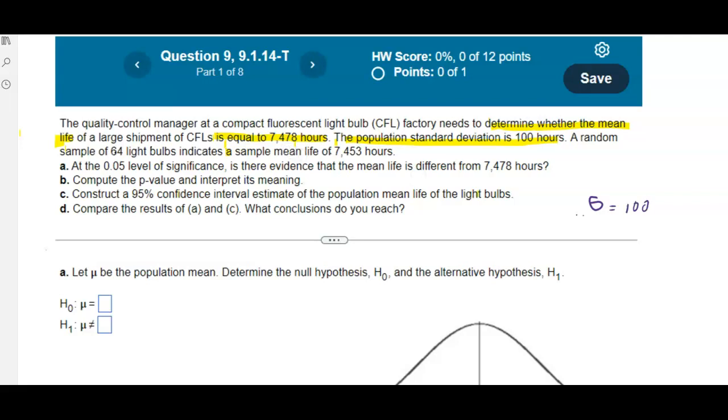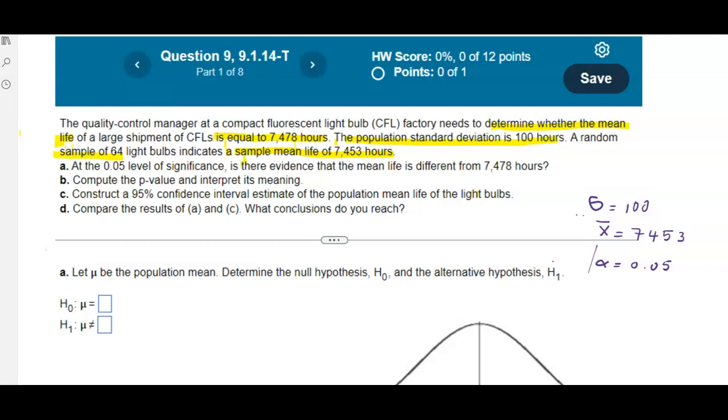Now the X bar: we collected a sample of 64 and we find that the sample mean life is 7,453. So this will be X bar, 7,453. The level of significance alpha is going to be 0.05. Alright, we start with our hypothesis testing.